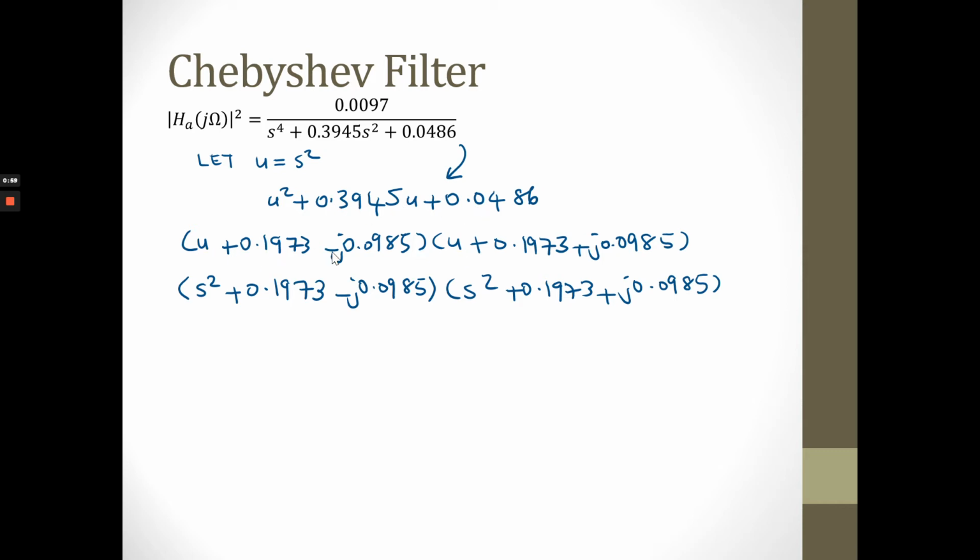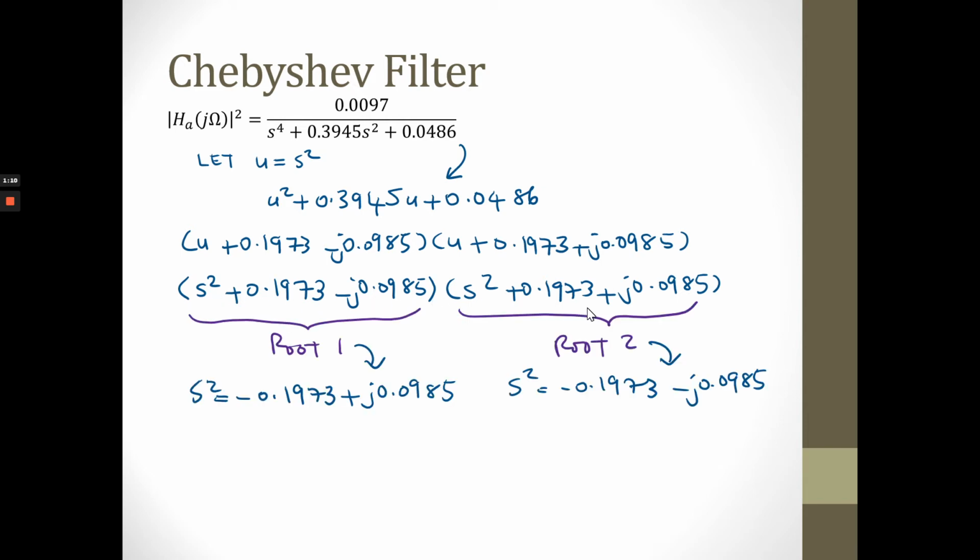So we have this first pole and second pole, and then after that we plug in again u equal to s squared in this equation. The next one, so this is the first root of the Chebyshev filter. So we rearrange again these two factorization equations. So this is root number 1 and this is root number 2. So we have this one and also this one.